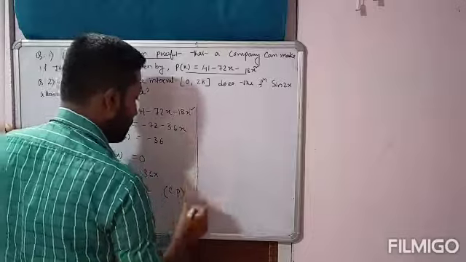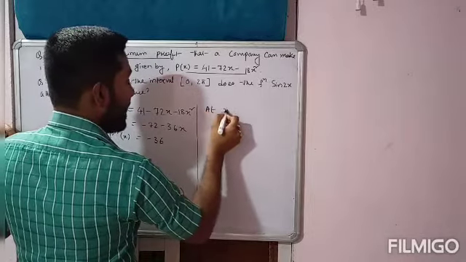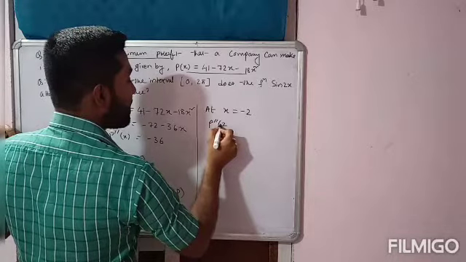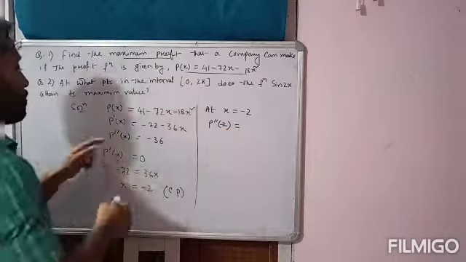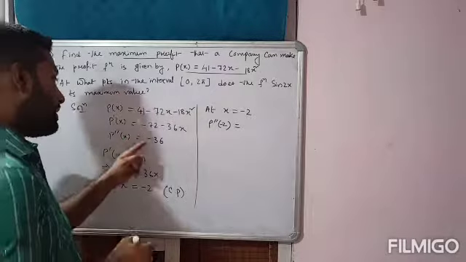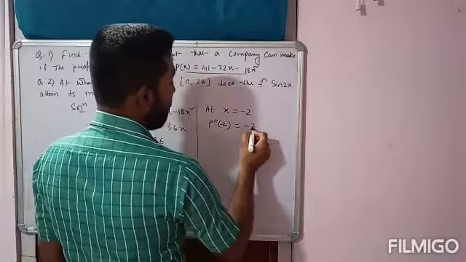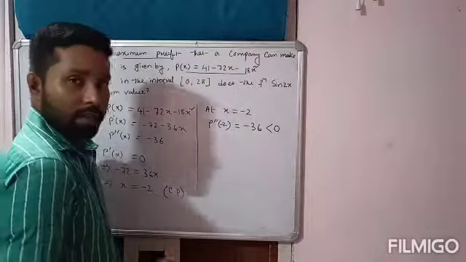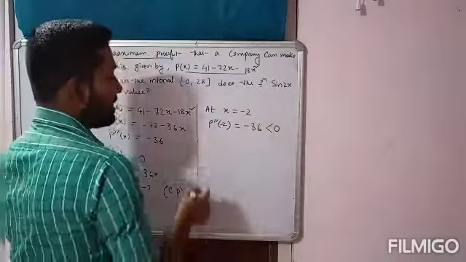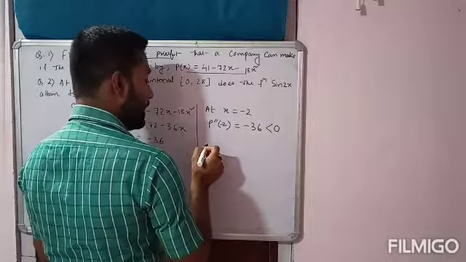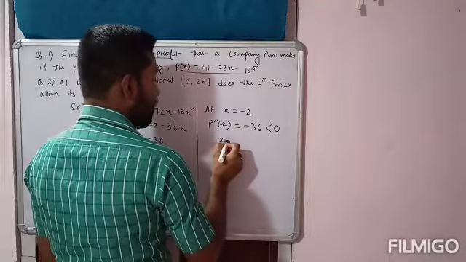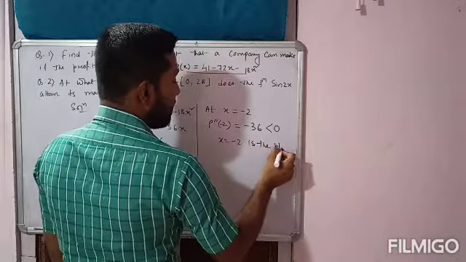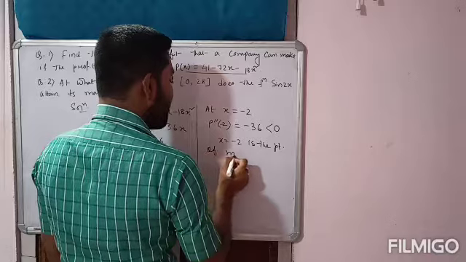Let me write here, that is at x is equal to minus 2, p double dash of minus 2. What is the value of p double dash of x? Minus 36. So p double dash of minus 2 is also minus 36 only, which is always less than 0. Minus 36 is always less than 0. So therefore we can say that x equal to minus 2 is the point of maxima.